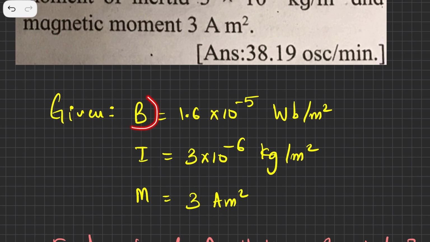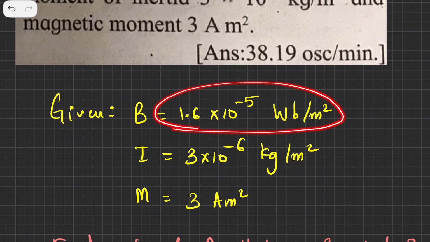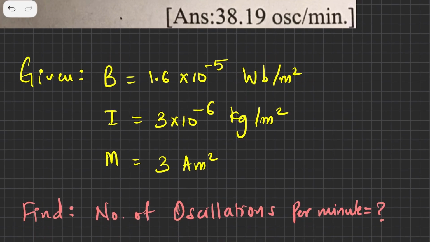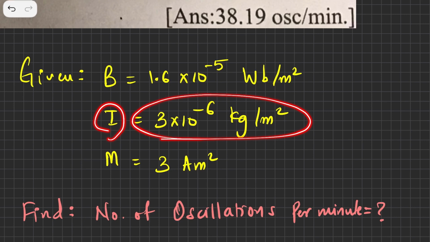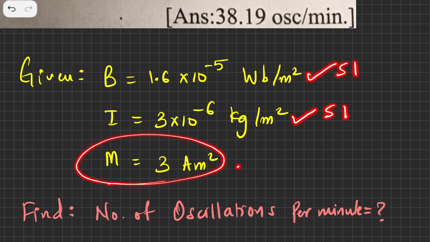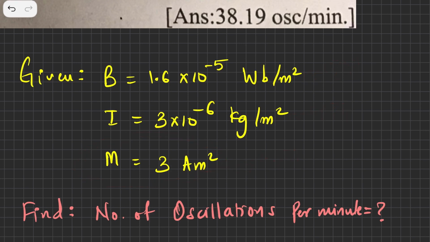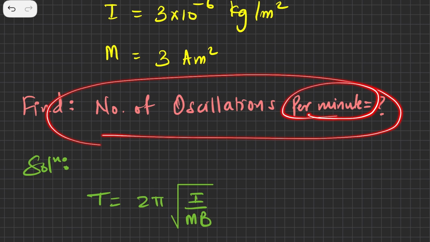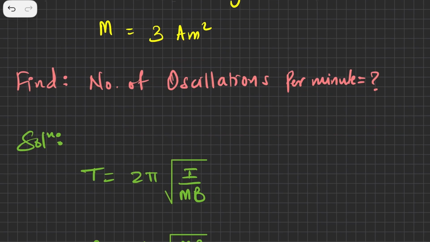Now magnetic field is always written as B, and whatever quantity is given, I have written. Wb stands for Weber. Weber is a unit of flux, but Weber per meter square is a unit of magnetic field, that is B. I is the moment of inertia, given in kg meter square. This is also in SI system, no need for conversion. And magnetic moment is also in SI system. So everything is given in SI system, we do not have to convert anything. They are asking number of oscillations per minute. Make sure that you know this is per minute and not per second.